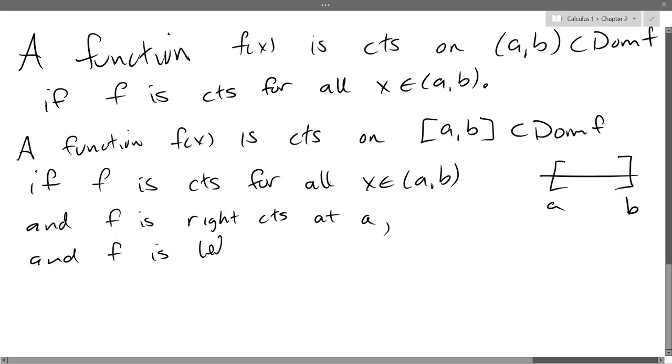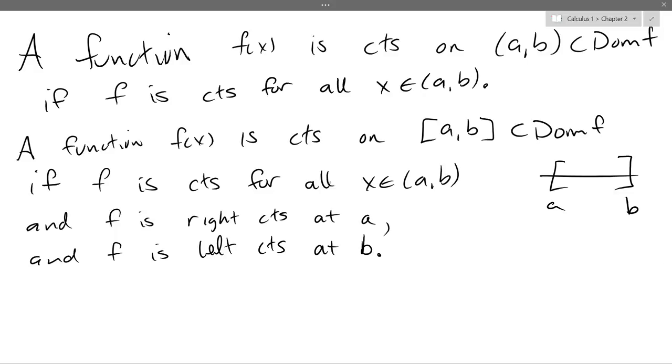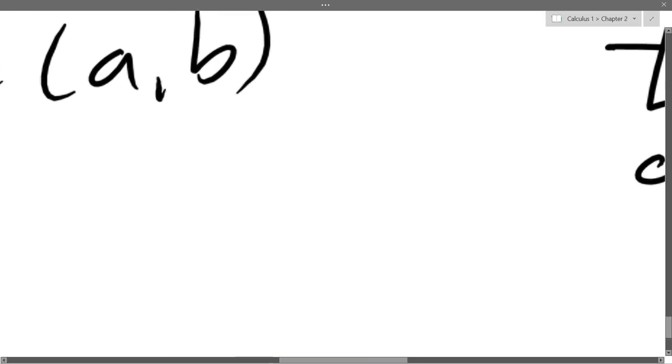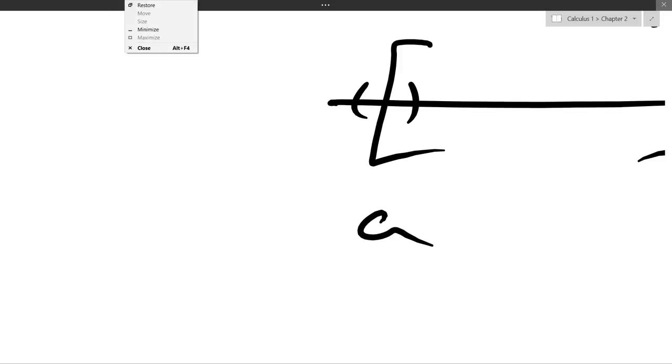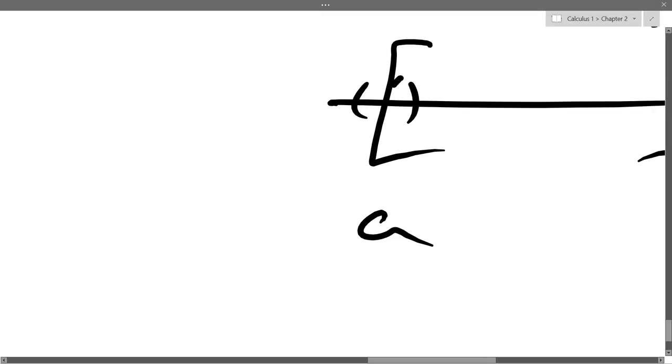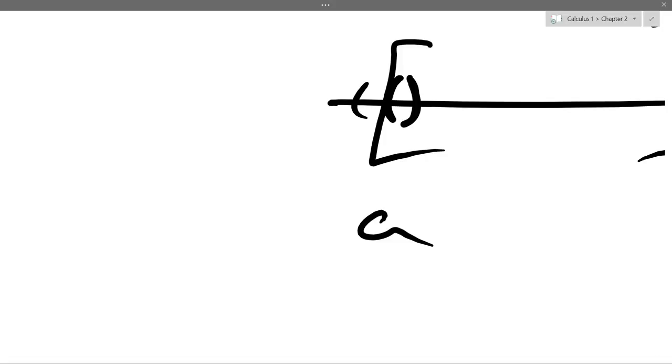And F is left at B. How do you think of the difference between the epsilon and delta? So you're going to have a delta neighborhood, basically, and your delta neighborhood is going to be one-sided. So instead of talking about a delta neighborhood around A, your delta neighborhood is one-sided. You're not going to be on the left side of A, just on the right side of A.